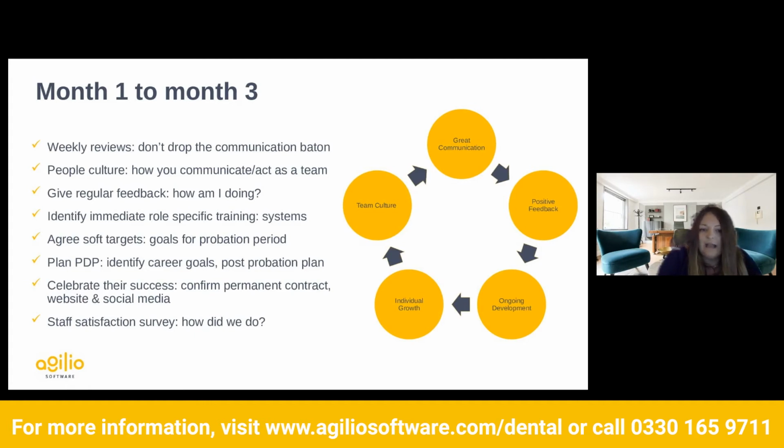find out how they are doing and if they are happy. Identify immediate role specific training. So that could be, for example, systems implemented in the practice. Agree soft targets, so goals for your team member to meet in order to pass their probation period. Plan their personal development plan. So identify career goals, post probation plan to help you plan the future and also to aid retention.